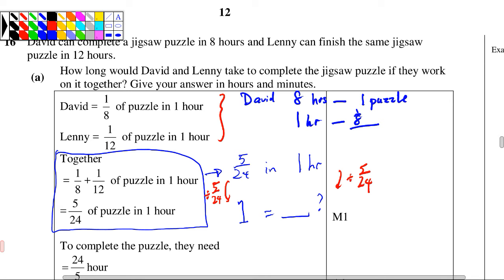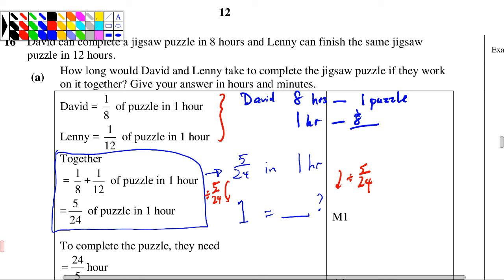So in 1 hour, what do? I can plus together. So I take 1 over 8 plus 1 over 12. Can you follow? So together, 1 hour together, I will complete 5 parts of the puzzle out of 24. So how to complete 24 parts? You go and calculate. Do you understand?